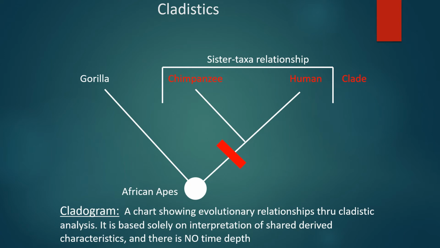And this is called a cladogram, which is a chart showing evolutionary relationships through cladistic analysis, right? It is based solely on interpretation of shared derived characteristics, and there is no time depth taken into account.